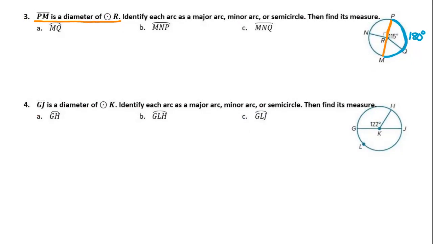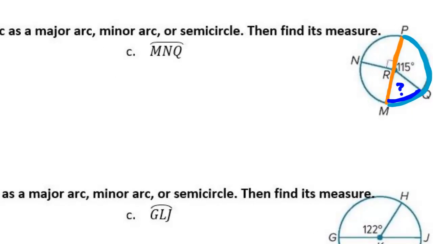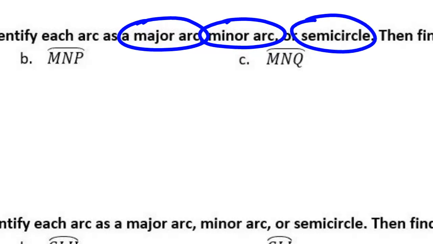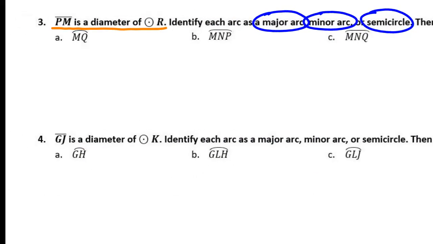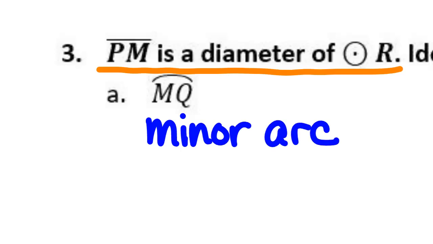All right, we want to figure out how big arc MQ is. Well, MQ is right here. How am I going to find that arc? Yes, 180 minus 115. We're also supposed to name whether it is a major arc, a minor arc, or a semicircle. Is MQ a major arc, where it's bigger than 180, a minor arc because it's smaller than 180, or a semicircle because it's exactly 180? This is a minor arc. Yes.